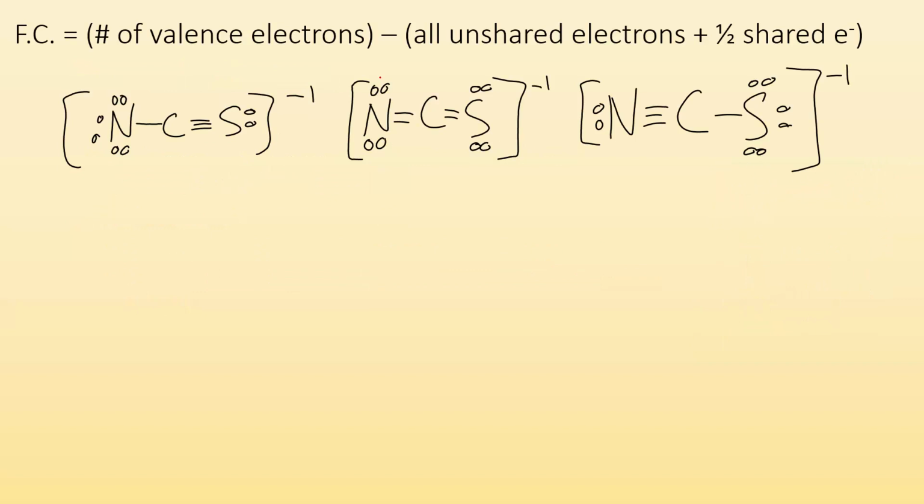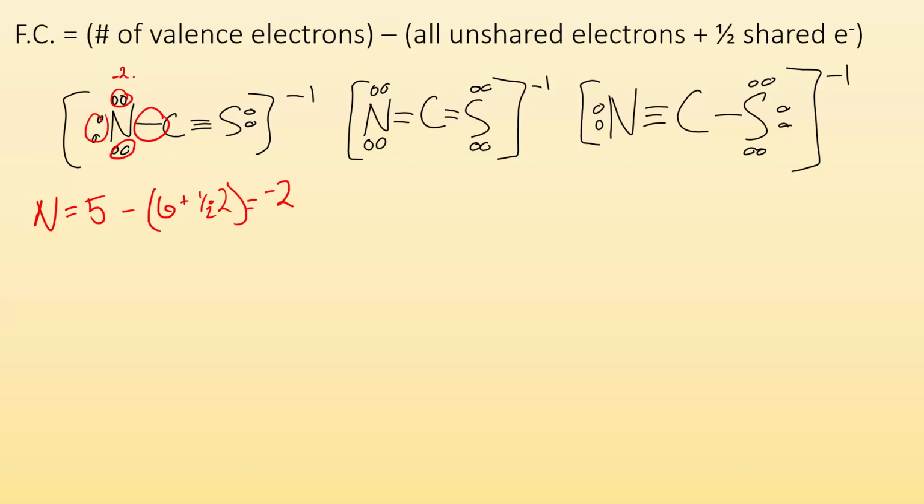Let's check out these 3 Lewis structures, all for the same molecule, but they're all different. Let me take a look at nitrogen for this one. Nitrogen has 5 valence electrons minus all of the unshared electrons. It's got 6 unshared electrons and half of the shared electrons. So 1/2 of 2 shared electrons, which would give me a formal charge of, what's that, -2?